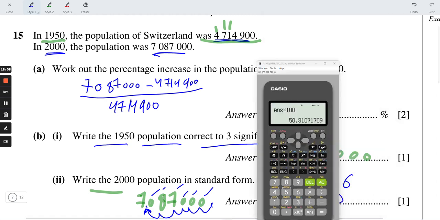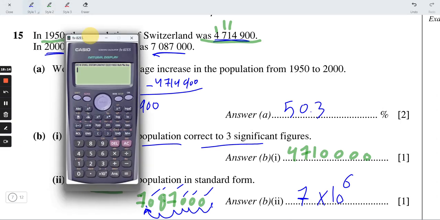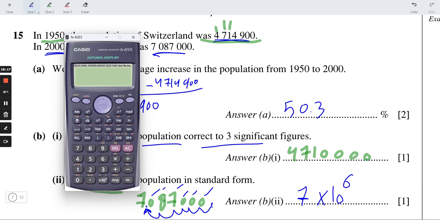Using the calculator here, but be careful, you should get back to the normal mode. So if you want to change it here, you have to type shift, setup, 7 scientific. This is the number of significant figures that you need. Now equal, let's say the number of significant figures is 5, equal, now we have 7087123.